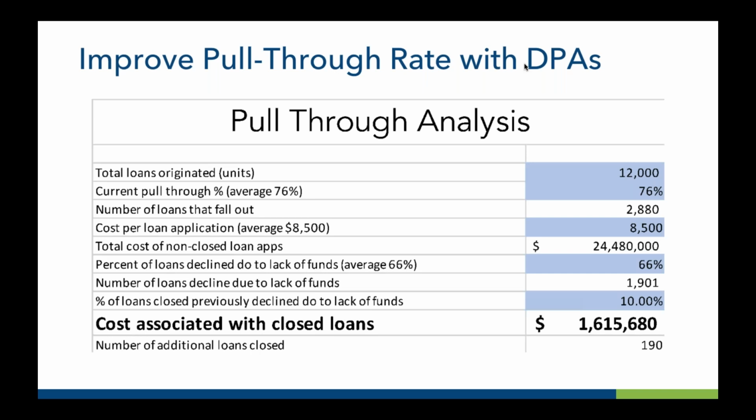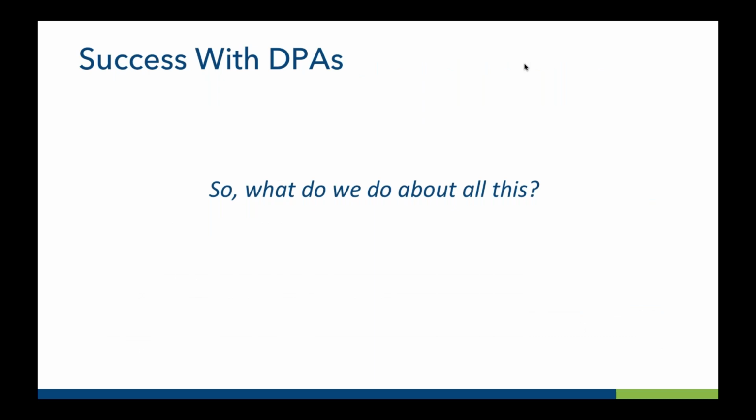So the point of this is to show that the numbers play out such that a lot of the money being spent on loan apps that don't make it to the finish line to closing could actually be recouped. And a lot of those sunk costs could be recouped if we just applied a down payment assistance program. Now, I realize that's a lot of numbers, and we're not going to get into that in any more detail right now.